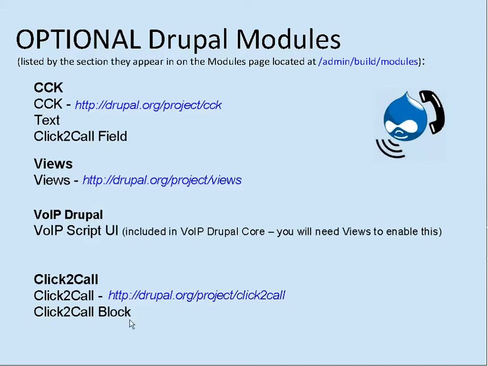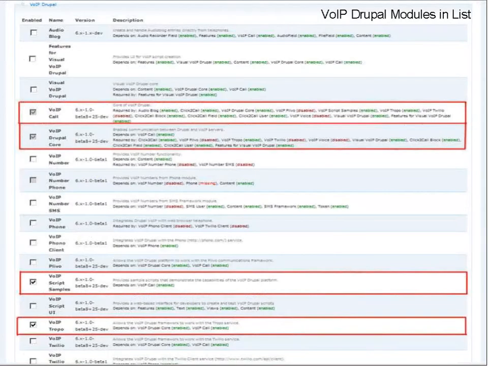If you do install the click-to-call module, this is just a quick look. It's in two different places. You'll have one, that field I told you about under CCK, click-to-call field, and you'll have a new section added called click-to-call. Enable all three modules because click-to-call works with blocks very nicely.